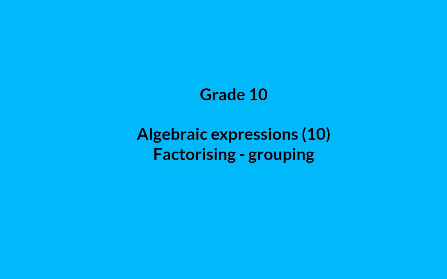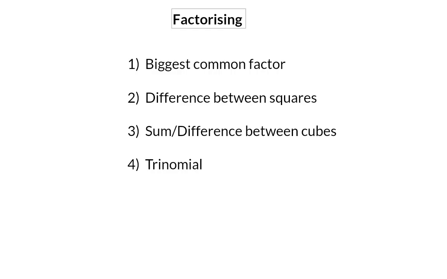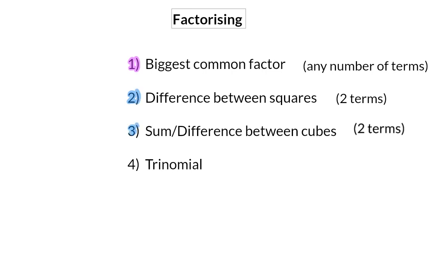In this video, we are going to have a look at how to factorize 4 terms using grouping. In the previous few videos, we had a look at 4 different methods for factorization. Firstly, you always have to look out for a biggest common factor. This method works for any number of terms. When there are 2 terms, you have the option of doing difference between squares and sum or difference between 2 cubes. And the type you use will be determined by whether the terms are perfect squares or perfect cubes.